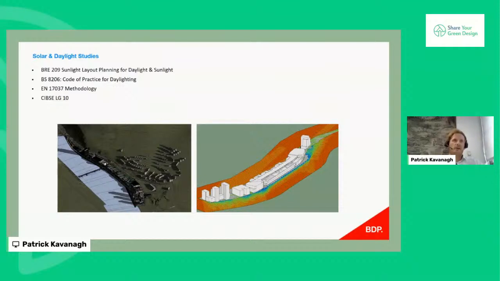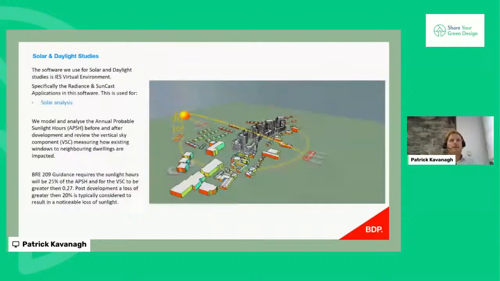The guidelines that we typically have to work to or meet would be the BRE 2009 Site Layout Planning for Daylight and Sunlight, which actually had a third edition released just 2 weeks ago. We work to the British Standard BS 8206 Code of Practice for Daylighting, the recently released EN 17037 methodology, and the CIBSE LG10. If we start with the solar analysis, the software we use for solar and daylight studies in BDP at least is IES Virtual Environment, specifically the Radiance and SunCast applications in the software.